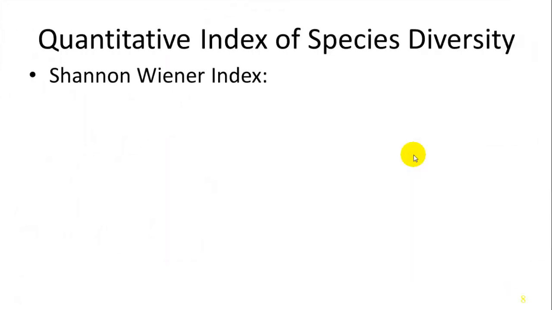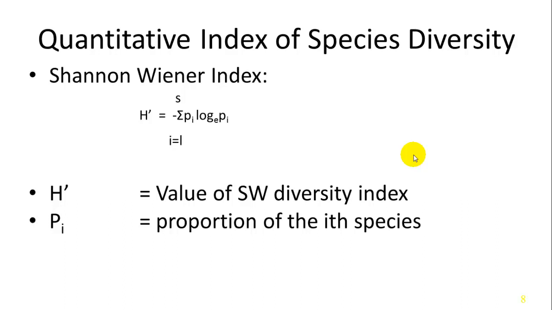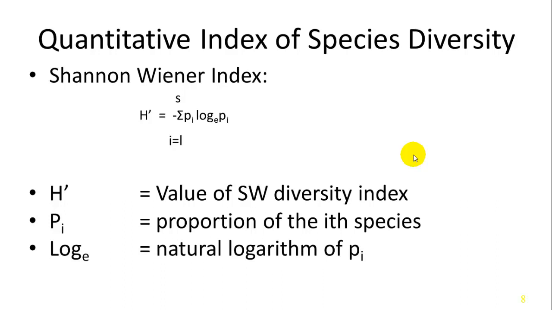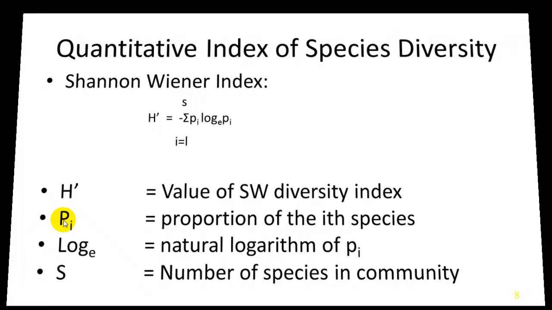The Shannon-Wiener index is then used to calculate species diversity. This is what the equation looks like. H' is the value of the diversity index. Pi sub i is the proportion of the ith species, and then ln is the natural log of this proportion, and S is the number of species in the community. We'll go over how to do this, and there are examples in the book too.